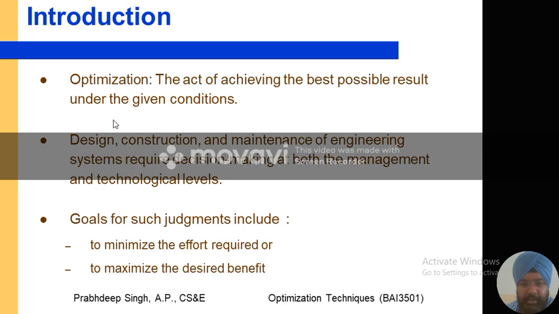Design, construction and maintenance of engineering systems require decision making at both the management and technological levels. For that we need the optimization solution. In order to get the optimization solution, whether it is a maximum or minimum, we should follow the constraints as well as the restrictions. By achieving the optimization technique, the goals of such judgment include minimizing the effort required and maximizing the desired benefit.